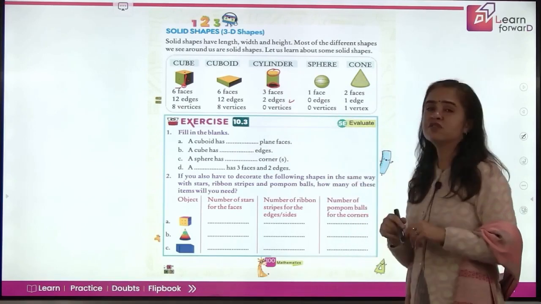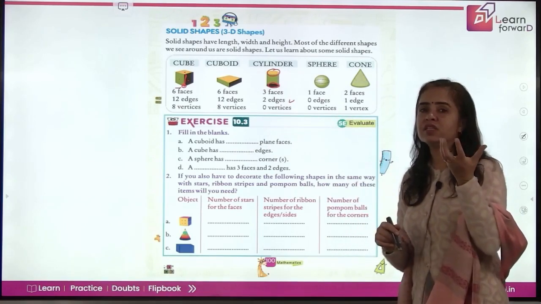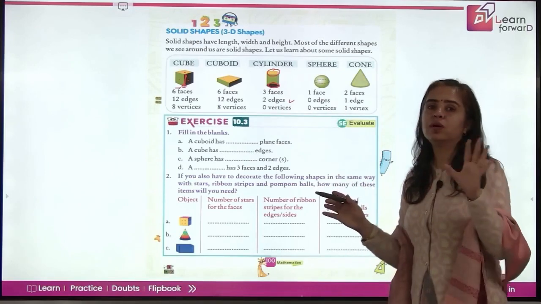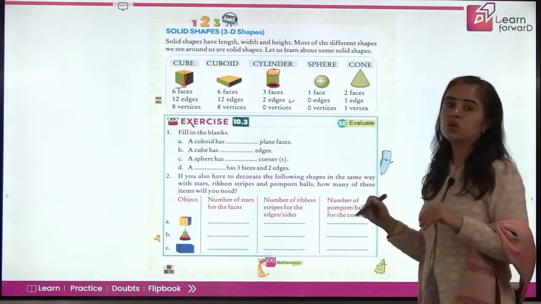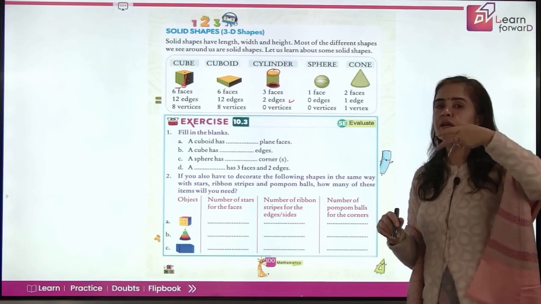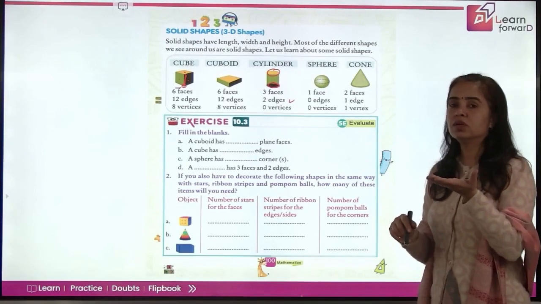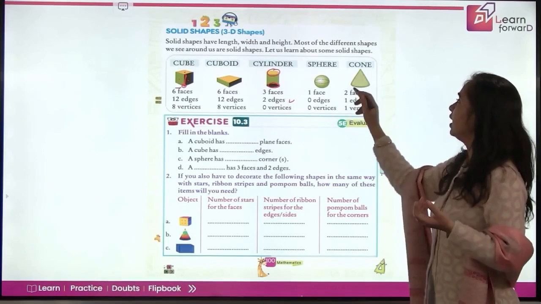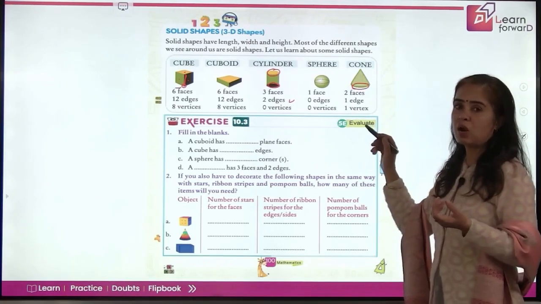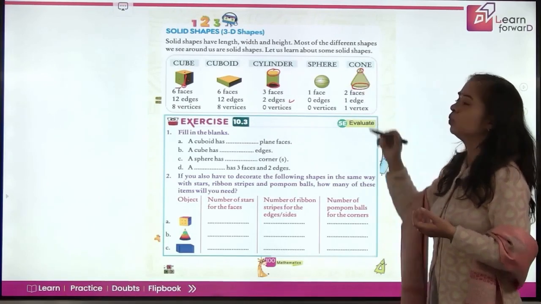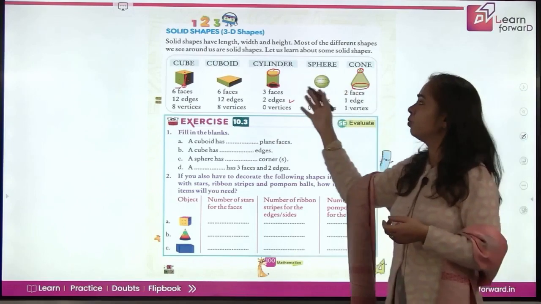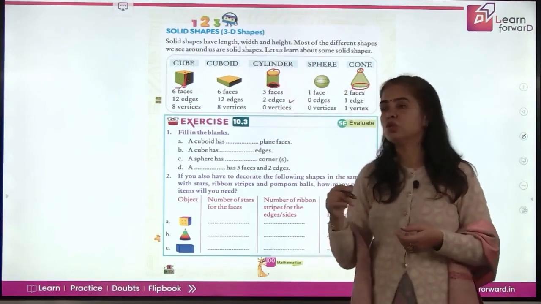In the case of a sphere, there is only one face. There is no edge, no vertex here. And in the case of a cone, there are 2 faces. One is the curved face, the other is the flat bottom, which is a circular face. And then there is one edge, this round edge, and just one vertex here. So this is all about the different solid shapes you must know.